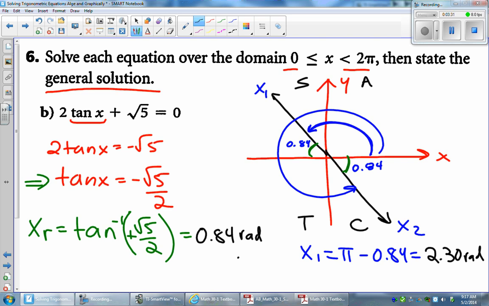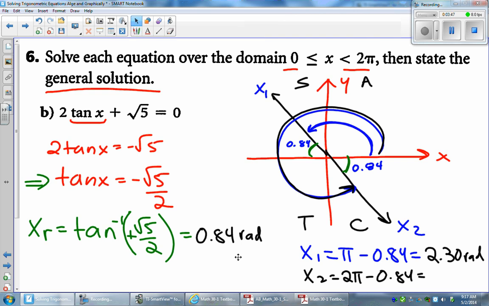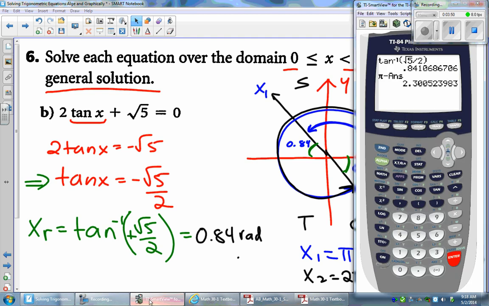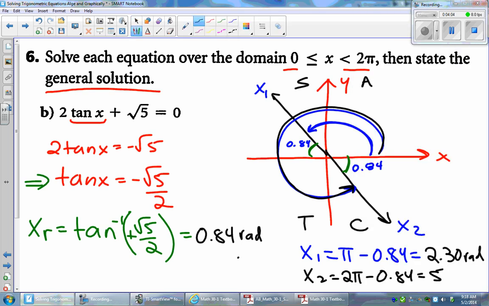To get a rotation angle in quadrant 4, we take a full rotation, which is equal to 2 pi radians, and we subtract the reference angle. So we're going to go 2 pi minus 0.84. And that will give us our second and last solution between 0 and 2 pi. Let's go back into the calculator here and go 2 pi, subtract 0.84. And we get a second solution of 5.44. So I have two solutions here. Go ahead and box those here.